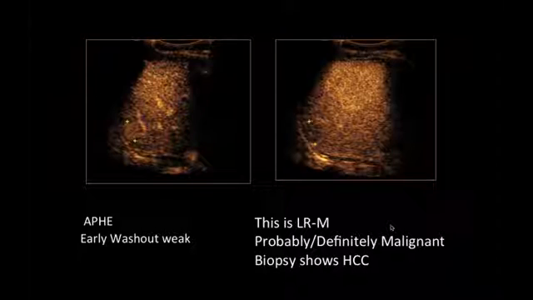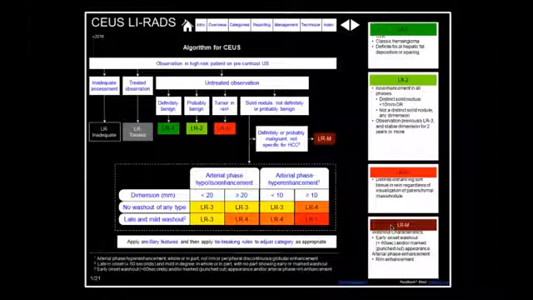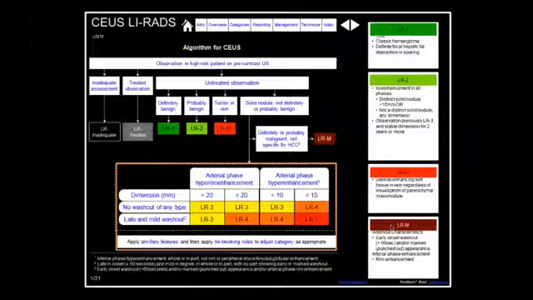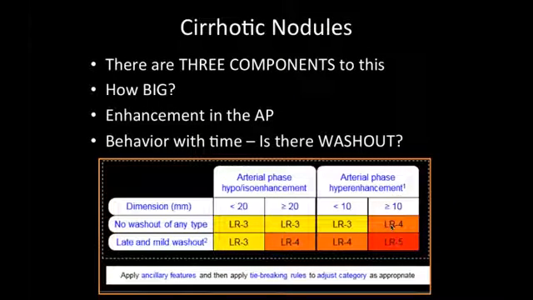Well, there's basically 3 components to the evaluation. The first is how big is the nodule that we're looking at. The second is what happens in the arterial phase. Does the lesion have hyperenhancement, which makes us start to be suspicious of our LR5 lesion or our HCC? Or does the lesion in fact show hypo or iso enhancement in the arterial phase? Additionally, we look at the behavior over time, and what we're looking for is there washout?